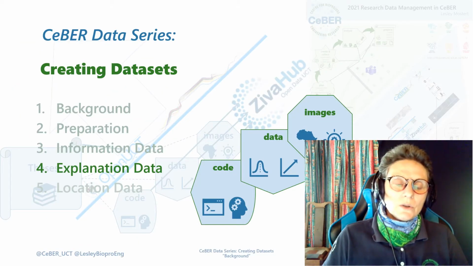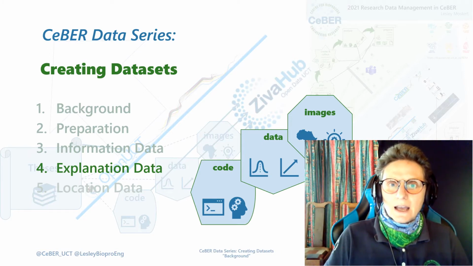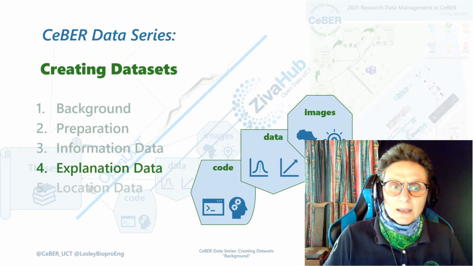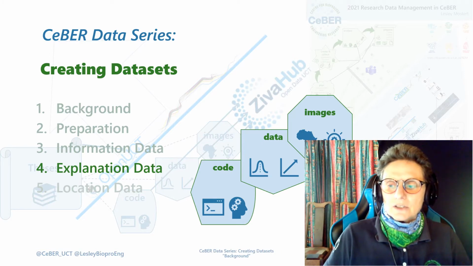We've already looked at the background, explaining why we do data sets. We've looked at how to get our minds around our data relative to making a data set. And we've looked at what to do with our data, the information data, the actual data we collected. And now we come to look at this explanation data, the extra data that's needed.